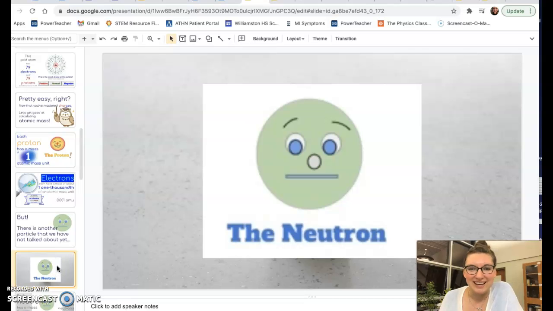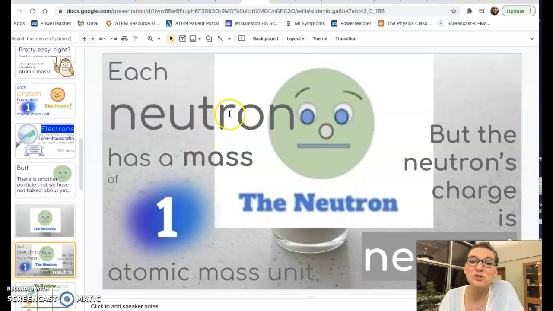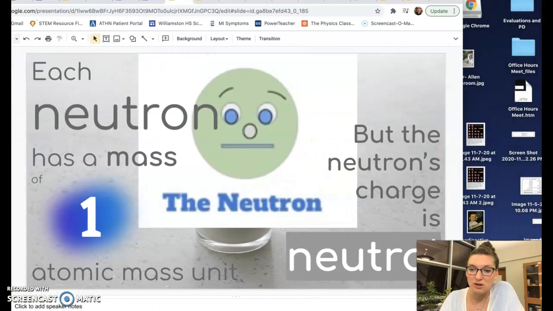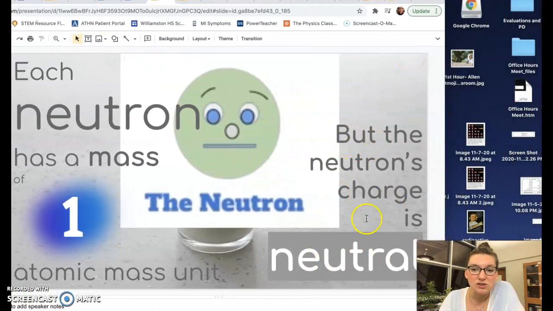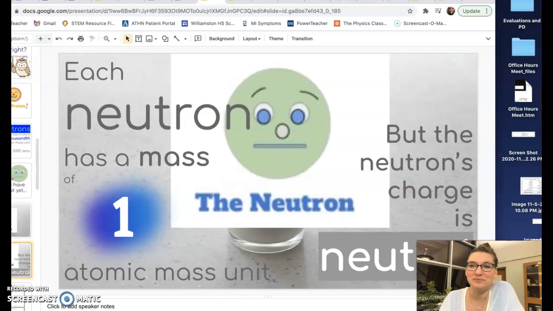the neutron. And this is my artistic rendition of a neutron, because it is feeling kind of neutral, just not sure, not happy, not sad, just kind of like, I don't know. So each neutron also has a mass of 1. So we have protons with an atomic mass of 1 and neutrons with an atomic mass of 1. And they both live in the nucleus, protons and neutrons, but the neutron's charge is neutral.